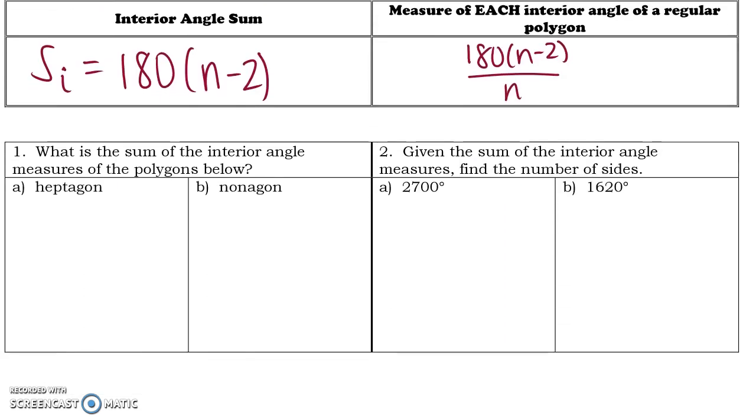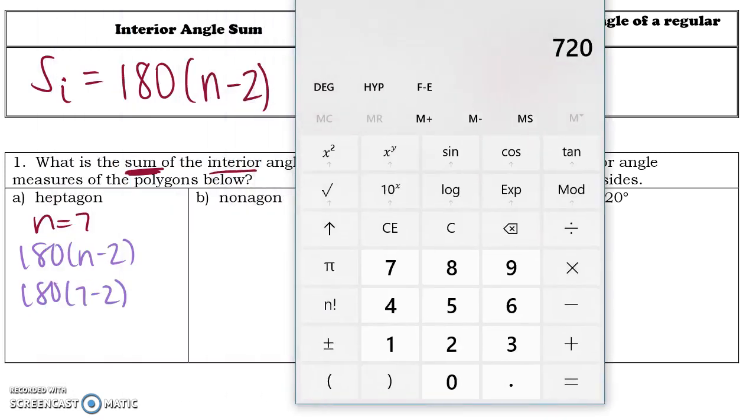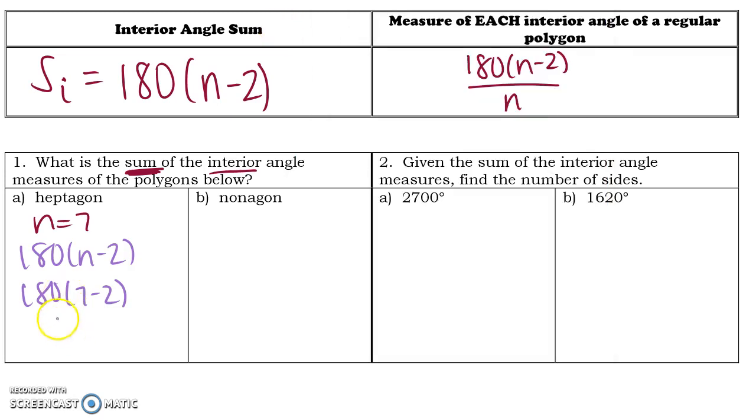So let's take a look at some examples. It says, what is the sum, and I'm going to underline some keywords just so we know which one we're using, the sum of the interior angle measures of the polygons below. Well, if one is a heptagon, that means our n is 7, using our table above. So if n is 7, we want the sum, so we're using 180 times n minus 2. So 180 times 7 minus 2. If we use our calculator, 180 times 5, we get 900. So this means all the angles inside a 7-sided polygon equal 900 degrees.